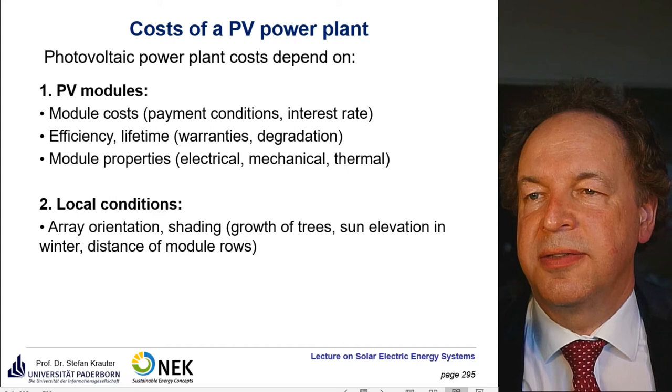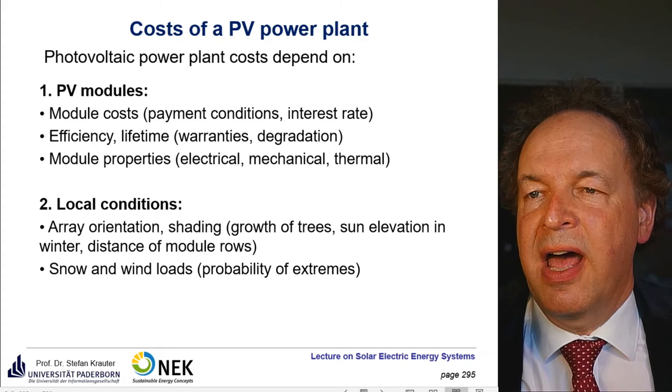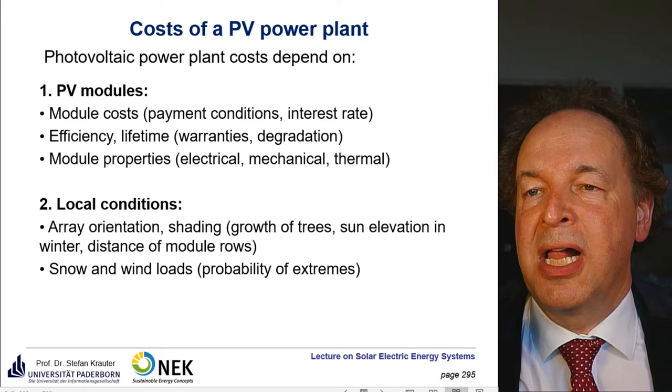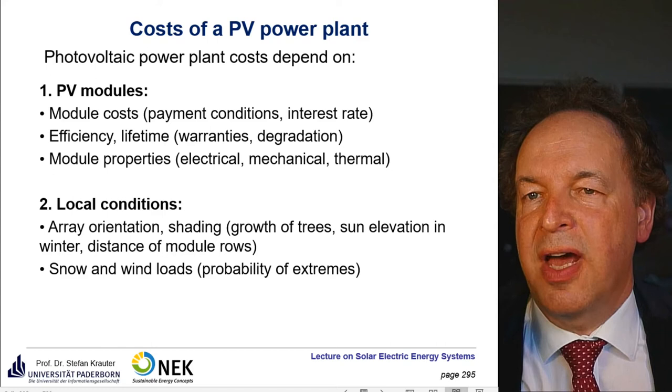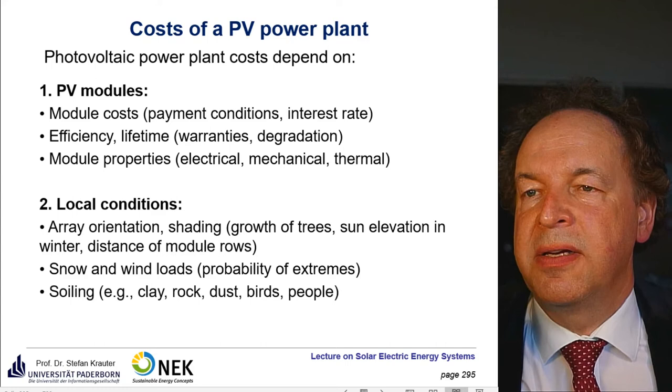Snow and wind loads. So this is very location dependent. Some countries, they don't have snow at all. Some really have heavy snows. Also for wind, you have to make a probability calculation of extremes. You calculate for 30 years of lifetime, or sometimes you even take a 100 years probability only for the extremes. Calculate the risk then. Soiling, this could be by dust, sand, clay, rust, or even some littering by people.